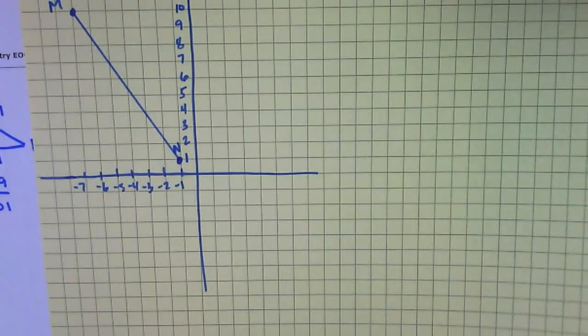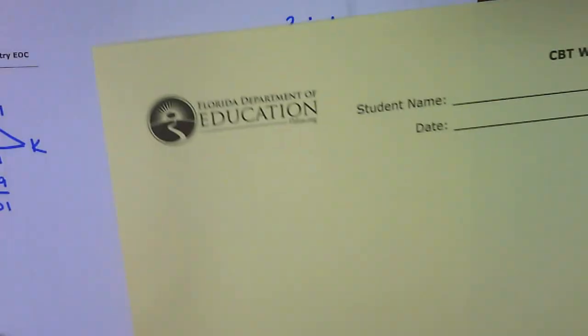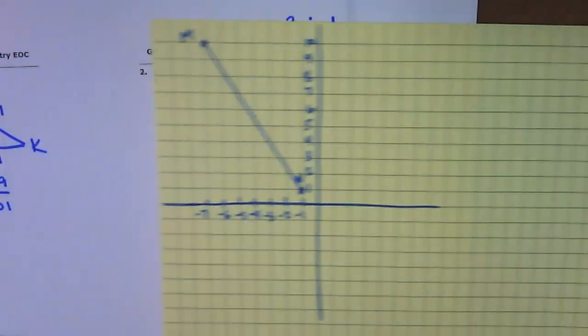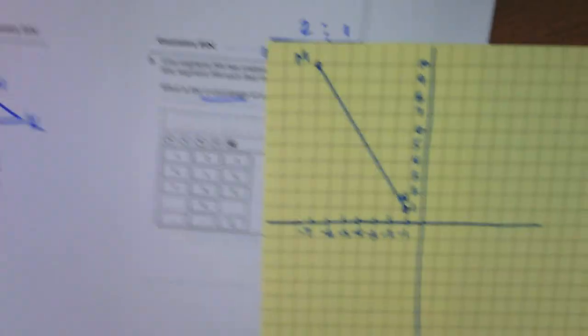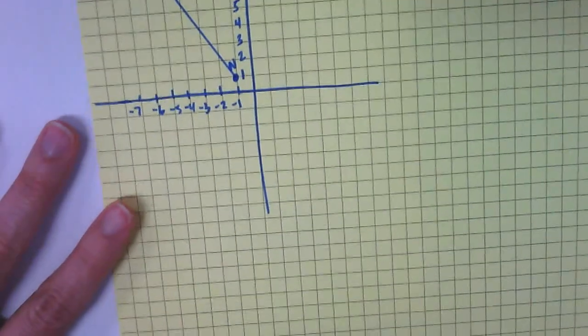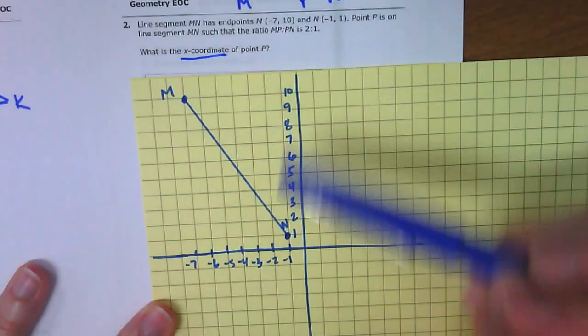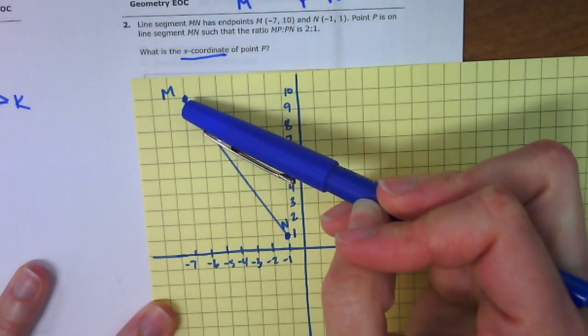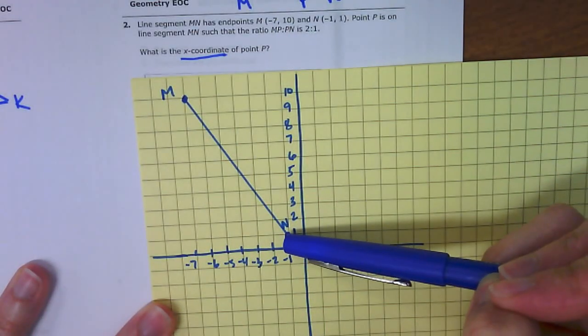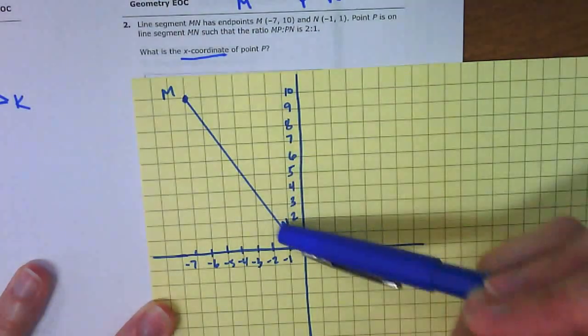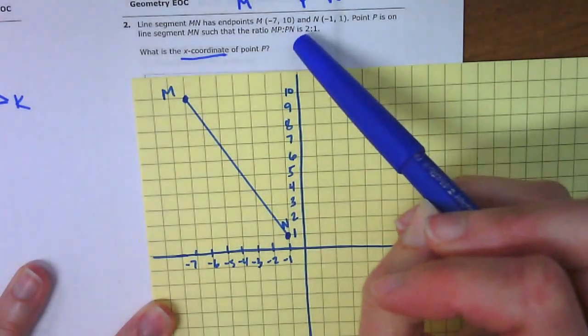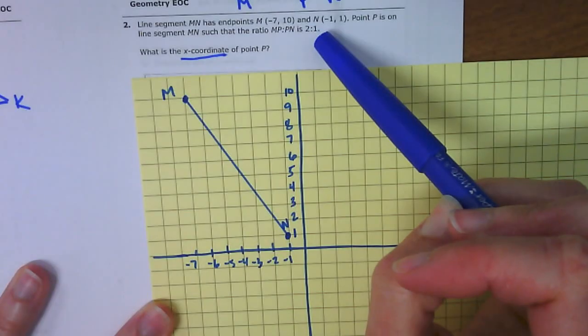Remember when you have your EOC, you get this work folder, right? And on the back of the work folder is graph paper. It's going to help to draw a picture of this so you can see what's happening with this problem. We have the point M at -7, 10, and N at -1, 1. Point P is somewhere on here in the ratio of 2 to 1.